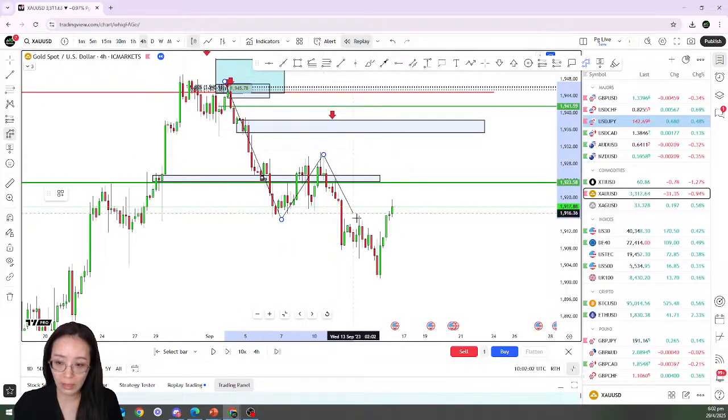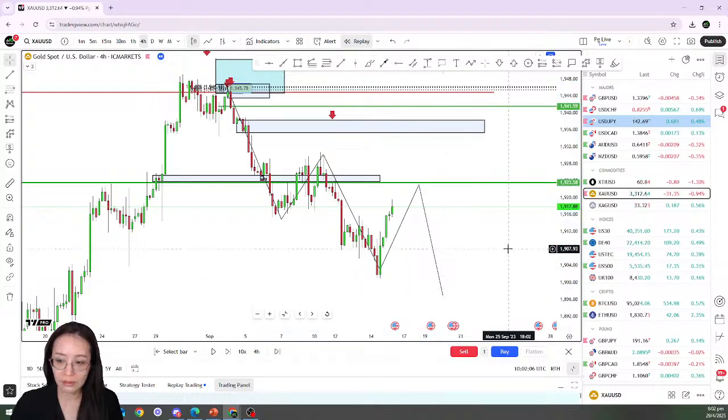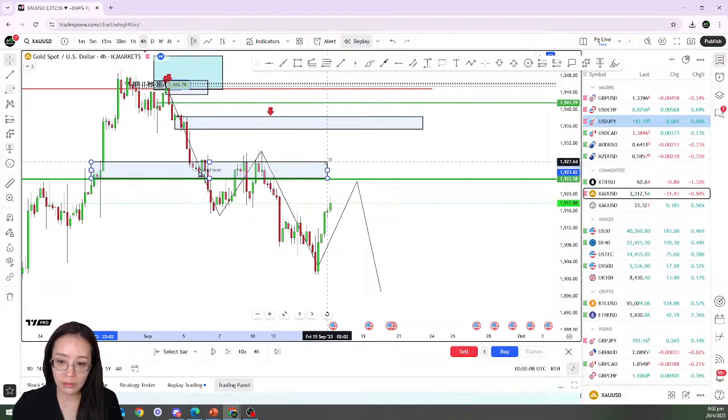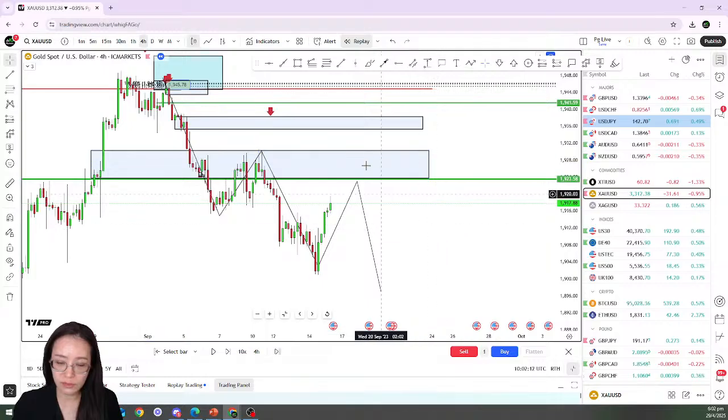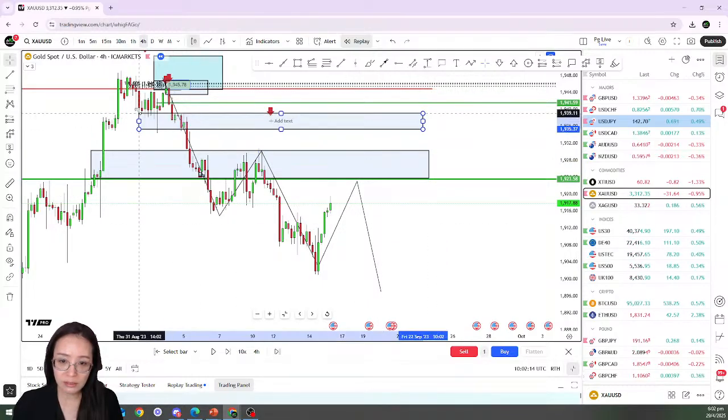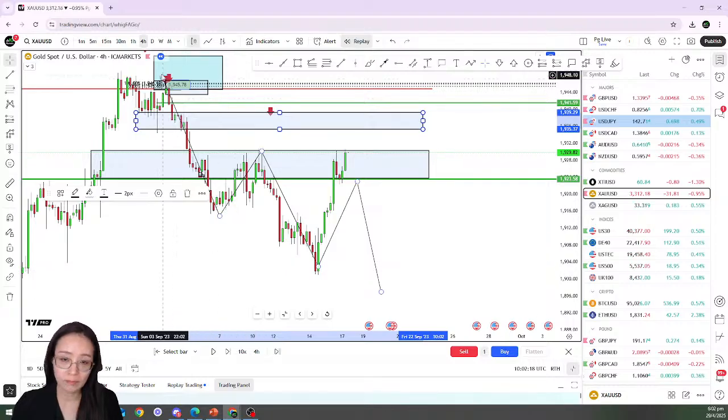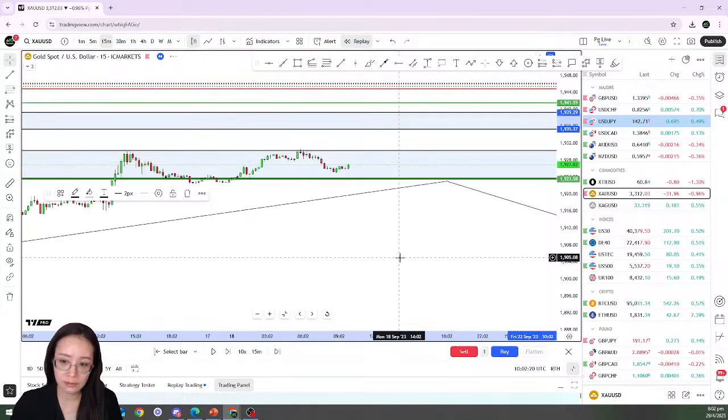Lower low, lower high, lower low. This is going to be your resistance level, and then falling. And this one might be your sell zone, maybe the first sell zone here, and the second sell zone could be here. Okay, let's see. Boom, I go down first to the zone.